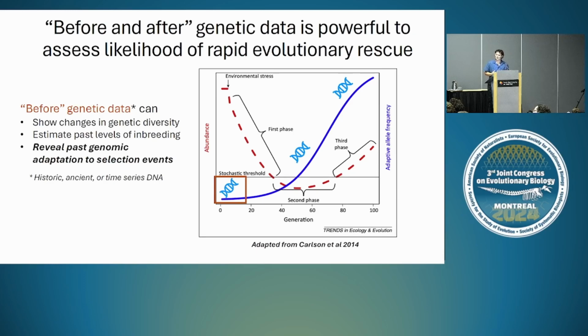It can show us past changes in genetic diversity, past levels of inbreeding, and it can tell us the story of how genomic adaptation may have played out in the past to the same environmental stressors that we're seeing today. And when I say before data, I do mean historic and ancient DNA, but also just time series DNA. So this doesn't have to be samples that were collected tens and tens of years ago. We can have samples that were collected just a few years prior, and now we've had an event, and we can use that before data.